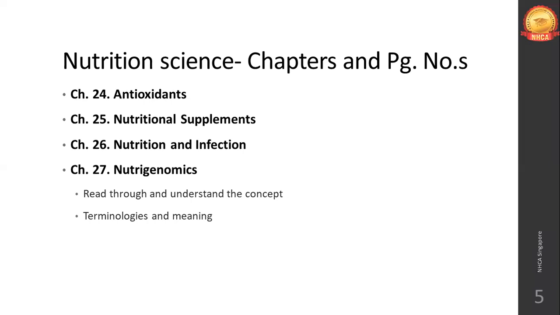The main focus of this chapter is the effect of infection on nutritional status, and the effect of infection on nutrients. Okay, what will happen to your entire body's nutritional status when you are infected, and what will happen to specific nutrients when you're infected. Okay, these two aspects are very important from this chapter. Okay, rest of the topics you can just read through once.